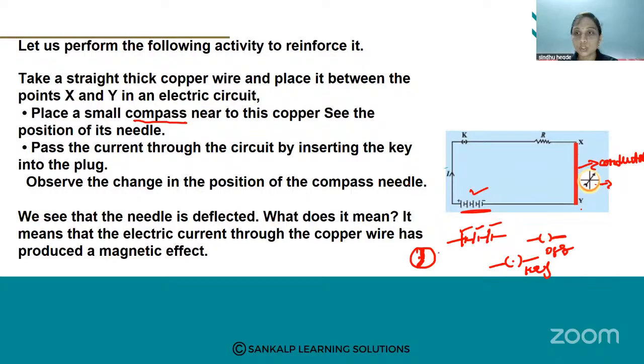The main use of this compass is that it shows the direction, right? Whether it may be north, south, east or west, it is used to find out the direction. That's why the compass is mainly used in navigation processes, right?